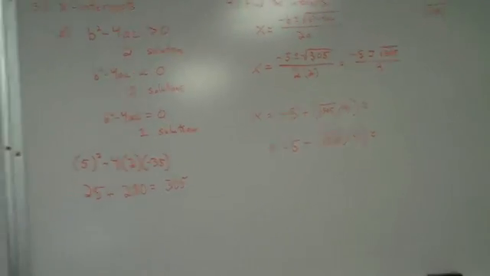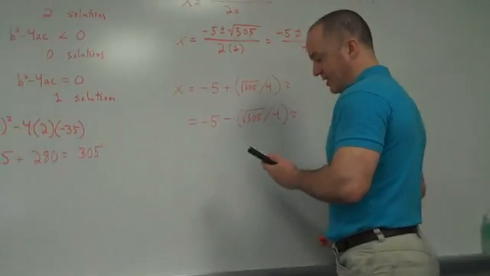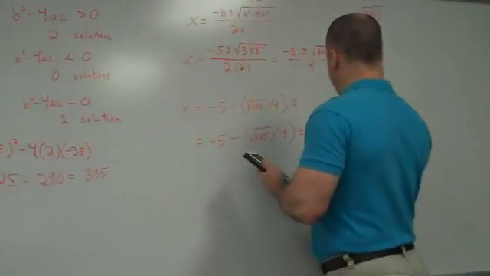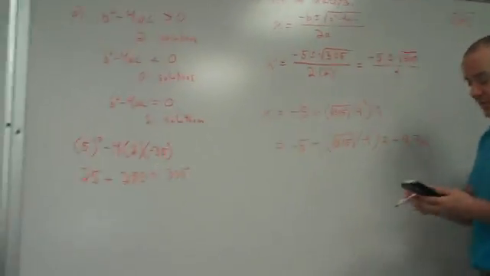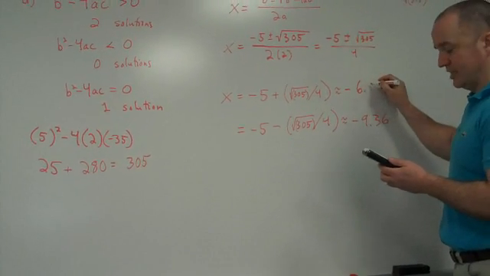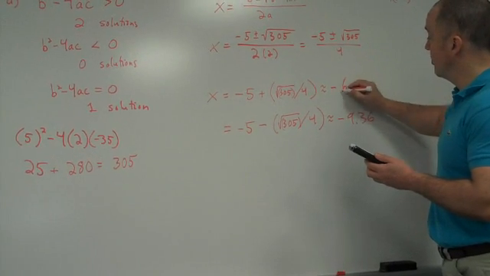Divided by 4. I believe Nimi's done this correctly, but I'd like a few other people to double check me. I am getting negative 9.36. Is this for the positive or the negative? I put everything in, and I'm getting negative 6.4. No, it's point. You're right, negative 0.64.